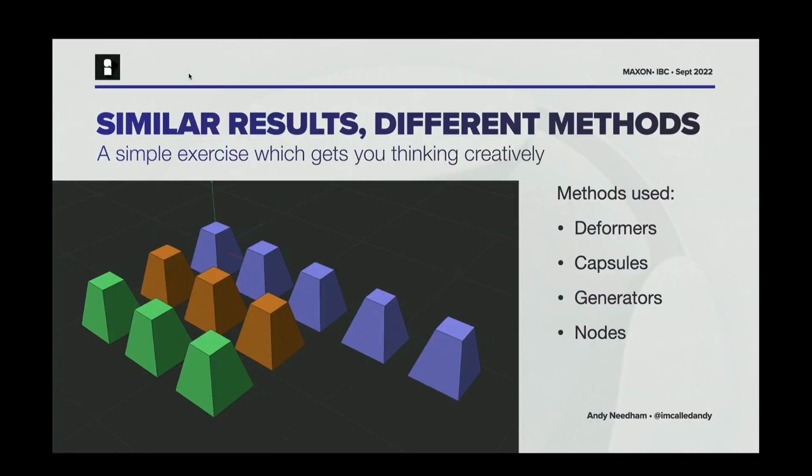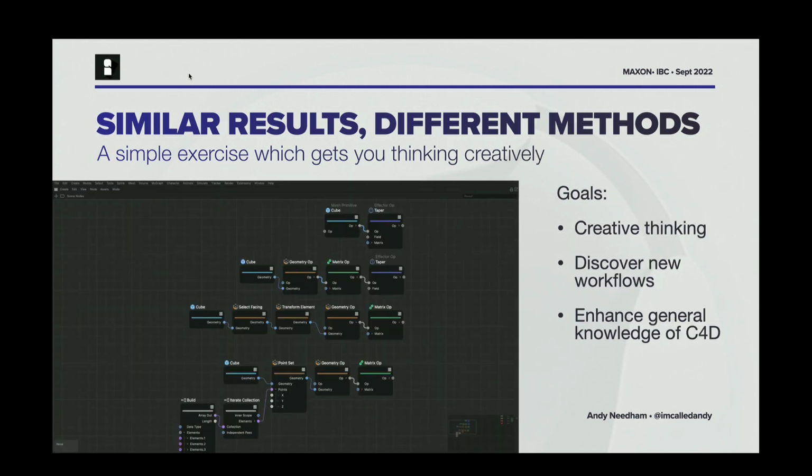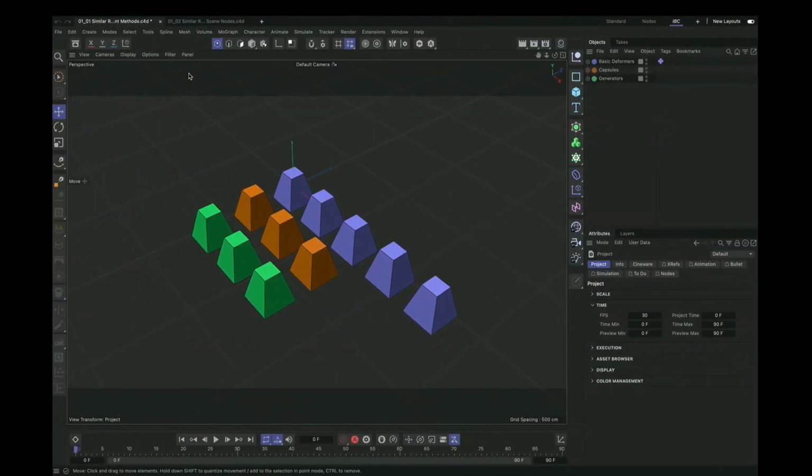So we're going to get into how we do it with various deformers, capsules, generators, and nodes. If you haven't had a chance to look at nodes and things like that, this is quite a good way of doing something that you're very familiar with, and then abstracting it into the new system. So let's dive in and have a quick look at what we've got here.